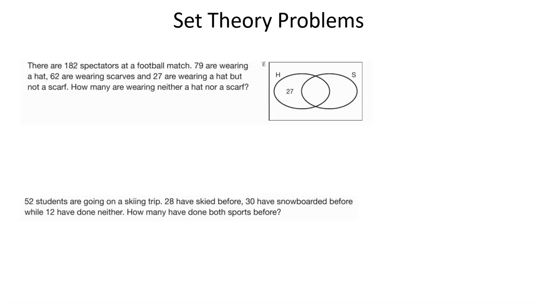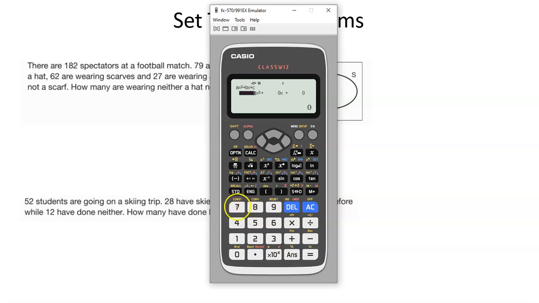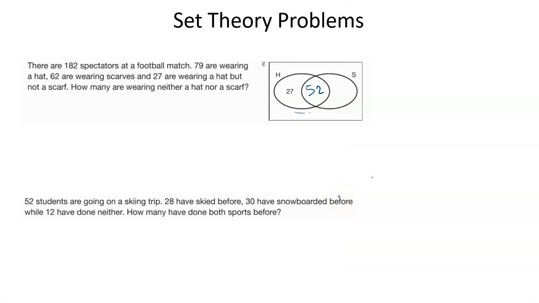Okay, well, we can do this with just adding and taking. We know that there are 79 wearing a hat. So there should be 79 in this H circle on the Venn, well, not circle, but ellipse on the Venn diagram. But we also know that 27 are wearing a hat but not a scarf, and they've filled that in. So if these two add up to 79, then we can just do 79 minus the 27, and 52 are in that overlap there.